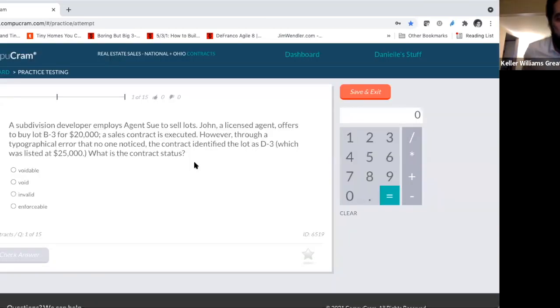All right. A subdivision developer employs agent Sue to sell lots. John, a licensed agent, offers to buy lot B3 for 20,000 American dollars. And the sales contract is executed. However, through a typographical error that no one noticed, the contract is identified as lot D3, which was listed at 25,000. What is the contract status? A, voidable, B, void, C, invalid, or D, enforceable?